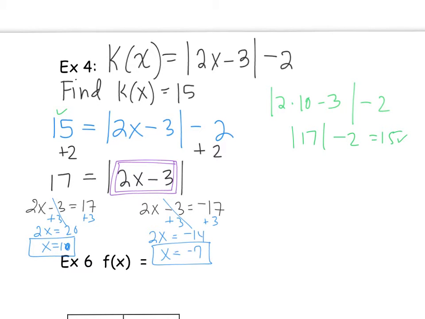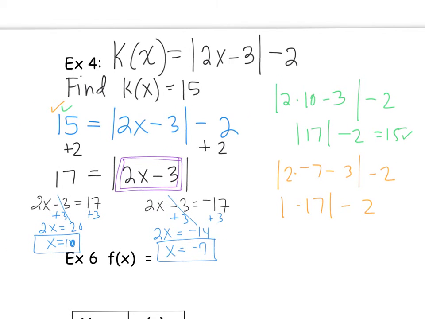And let's try negative 7. So I'm checking both my answers. 2 times negative 7 minus 3, that's 2x minus 3, minus 2. So the absolute value of negative 14 minus 3, that's negative 17, minus 2. The absolute value of negative 17 is 17. Take away 2 is still 15. So my answer of 10 was good. My answer of negative 7 was good. They both came out to 15.